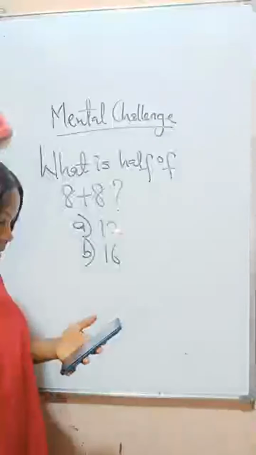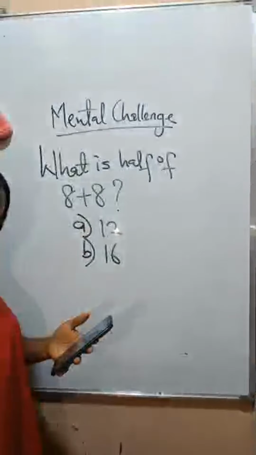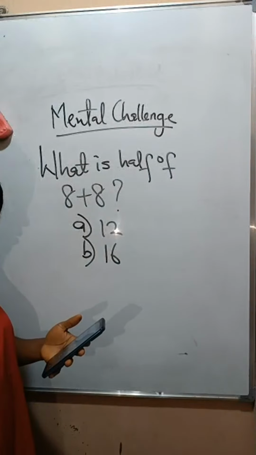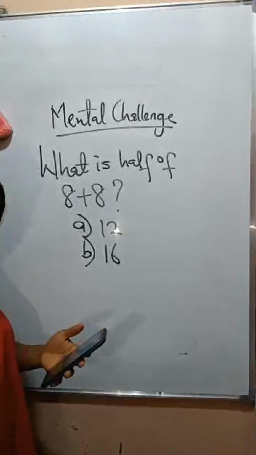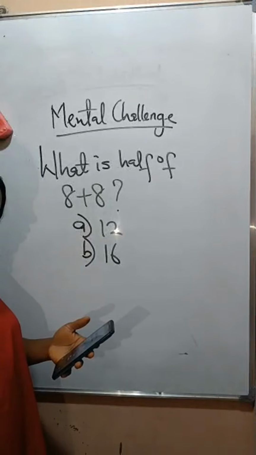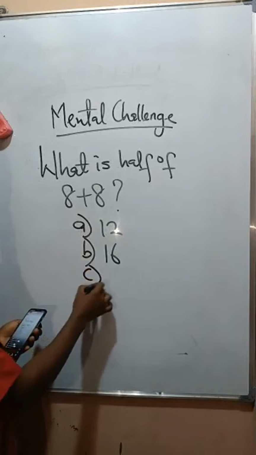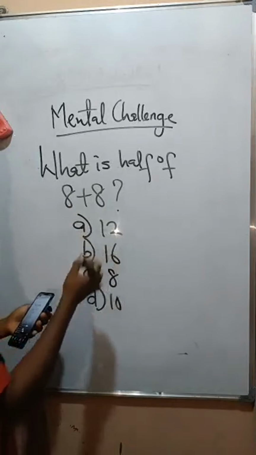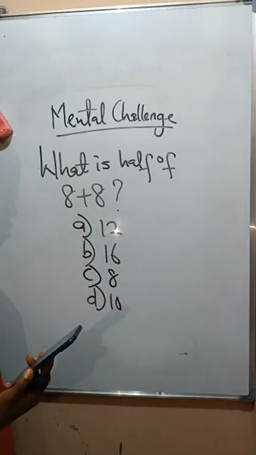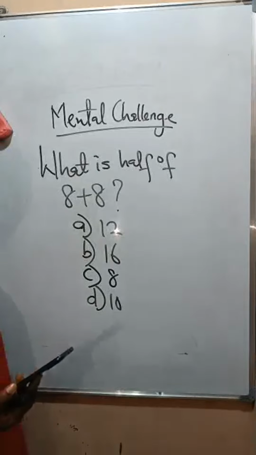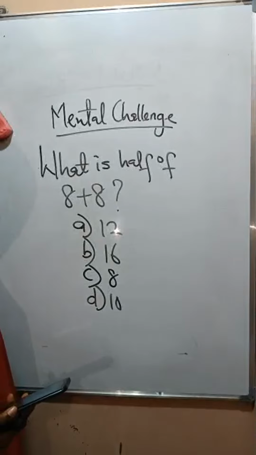Tasif says 12. Memai says it's 8. Musiti says 10. So we have 8, we have 10 as options as well. Let's see the team that will win this. What is half of 8 plus 8?